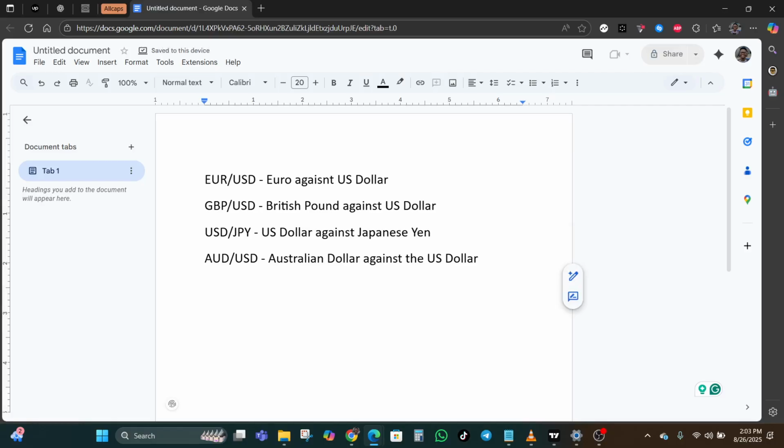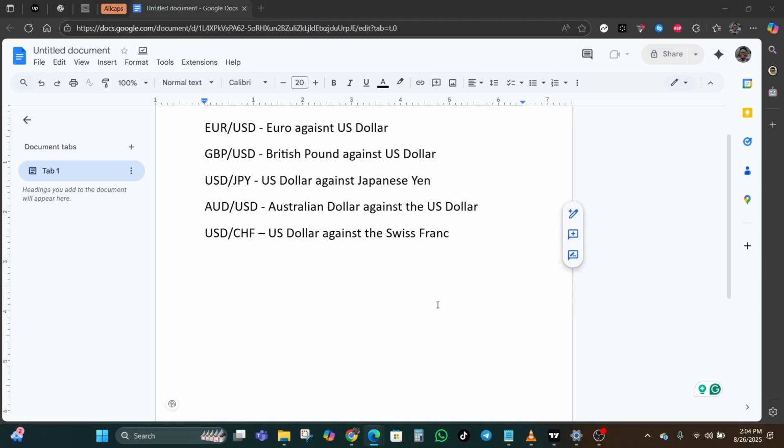And then we have USD CHF, the US dollar against the Swiss franc. It's known as a safe haven pair, especially during uncertain times. So these major pairs are generally the best place for beginners to start because they have tight spreads, high liquidity, and a lot of available information and analysis.